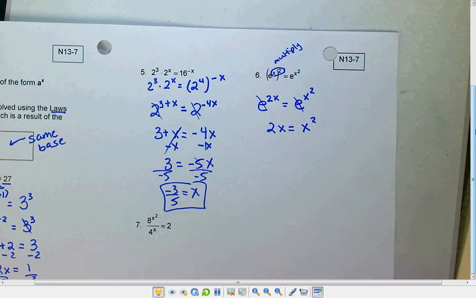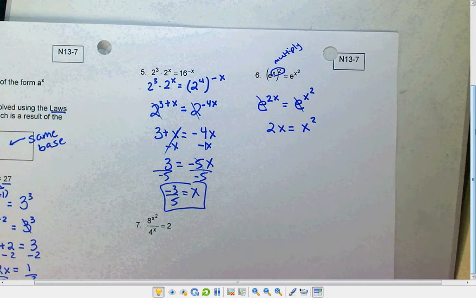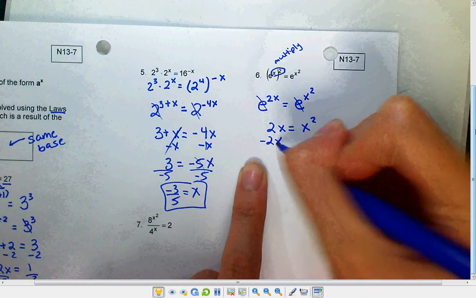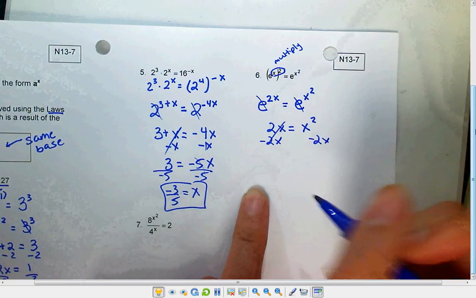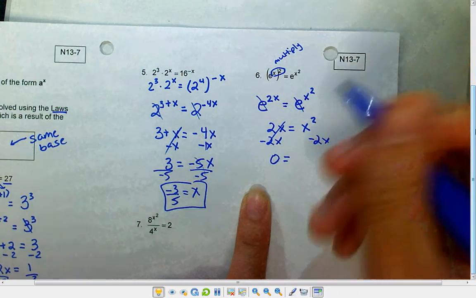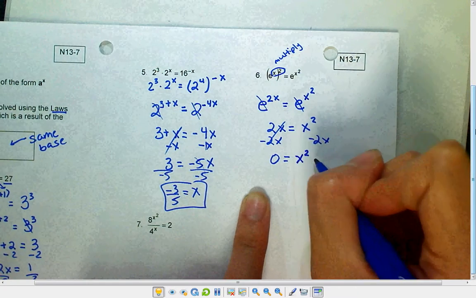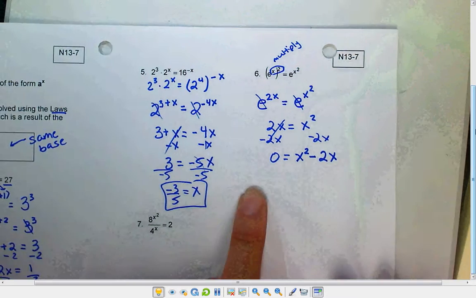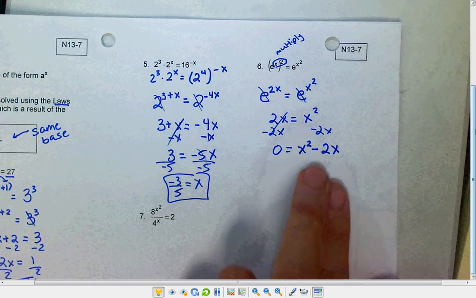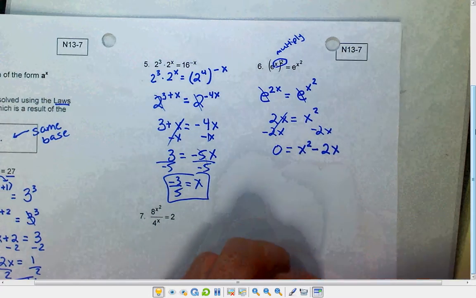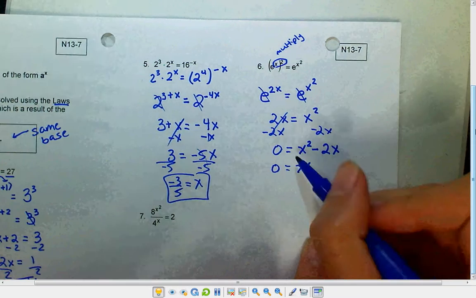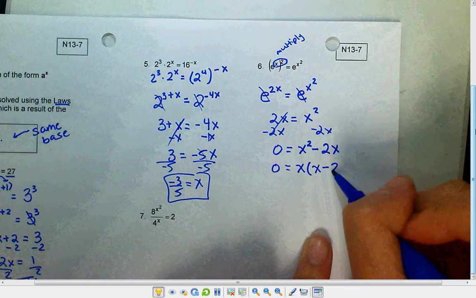And to solve this, I need to bring everything onto one side. So what I'm going to do is subtract 2x from both sides, and this is going to have 0. These two are not like terms, so I can't combine them, so I'm just going to write it as x squared minus 2x. To solve this problem, what I need to do is factor. So what can I take out of both of these terms? I could take out an x. When I take out an x, this leaves me with x and minus 2.